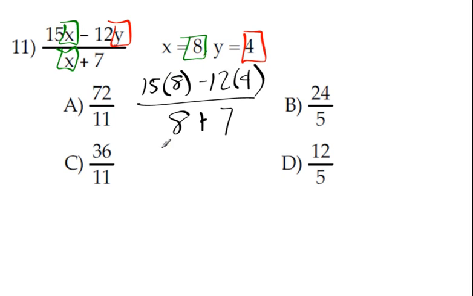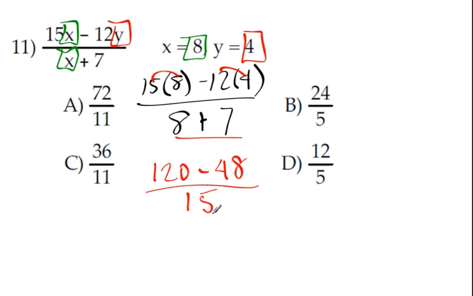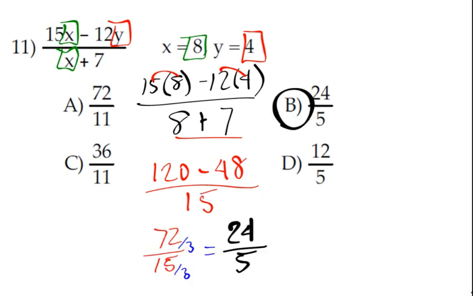We know we're multiplying. So we're going to get to our second step here. 15 times 8 is 120, 12 times 4 is 48, over, add those up is 15, and then do our subtraction. And do our subtraction, get the 72 over the 15, divide them both by 3. And get our 24 over 5 for our answer there.